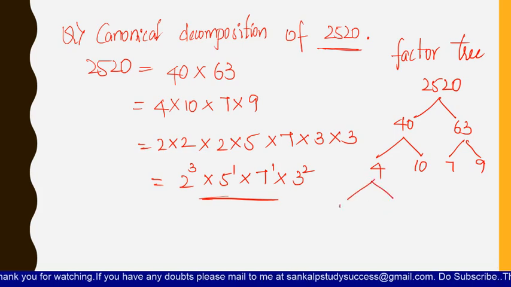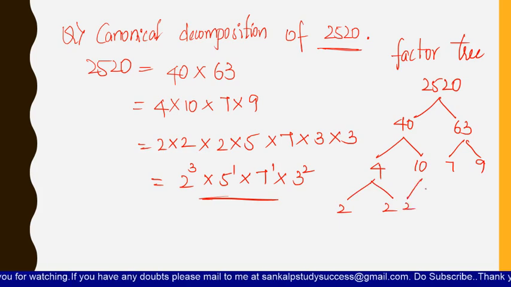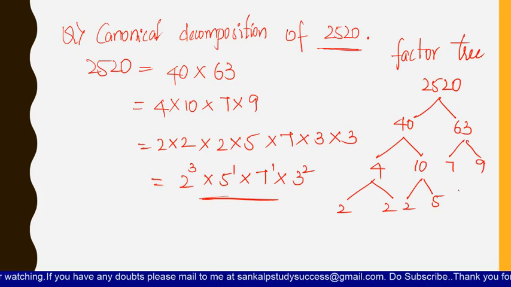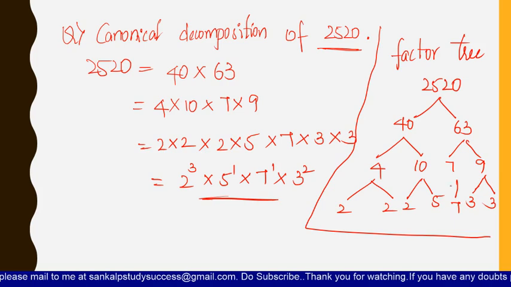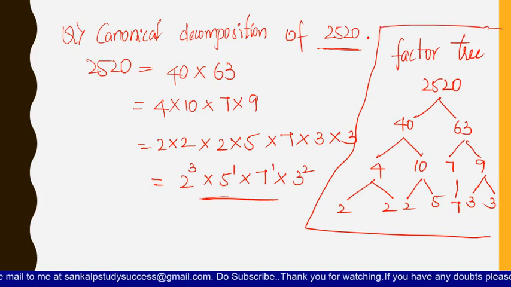So the way you are decomposing, in the same manner you need to represent it in the factor tree. Now 4 is decomposed as 2 into 2. 10 is decomposed as 2 into 5. 7 is 7 only. You have just copied it down because you can't express it anymore, as it is a prime number. 9 can be expressed as 3 and 3. So this is the factor tree for the canonical decomposition. That means the way you decompose each number into its prime numbers, in the same manner you represent it in the factor tree. Okay, clear?